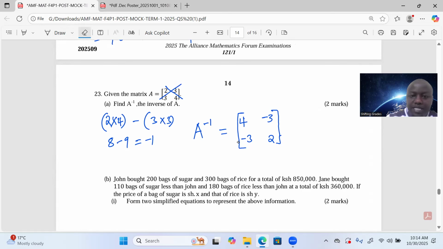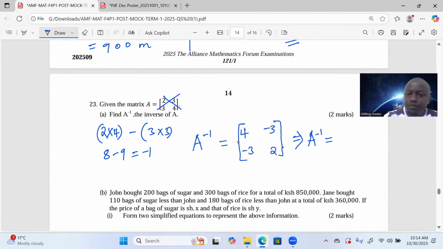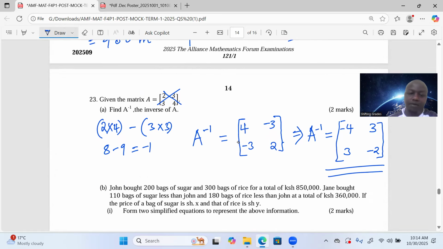So when everything is divided by -1, we'll have the final answer as -4, 3 now becomes positive, this becomes 3, and this becomes negative. We divide everything by -1. So this will be the final matrix, which is the inverse now.